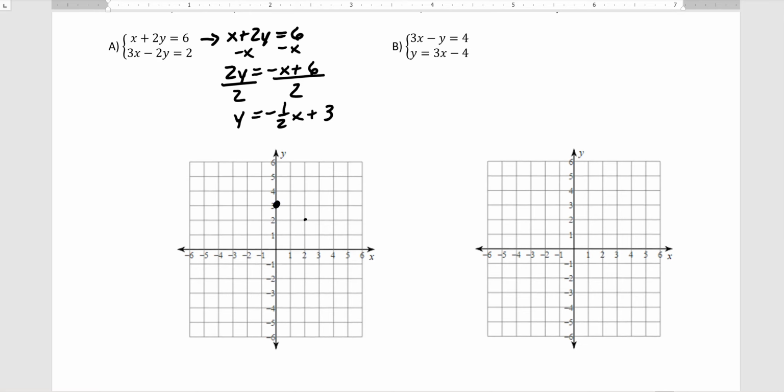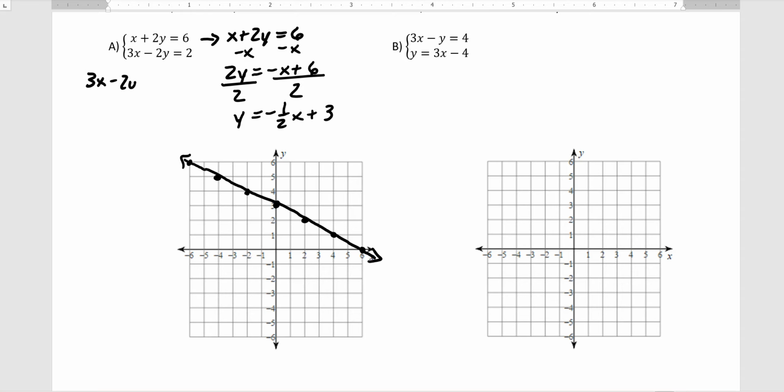So I'd go down 1, right 2, down 1, right 2, down 1, right 2, up 1, left 2, up 1, left 2, up 1, left 2. There we go. Connect the dots. Beautiful. There's our line there. Now let's try this bottom equation here.